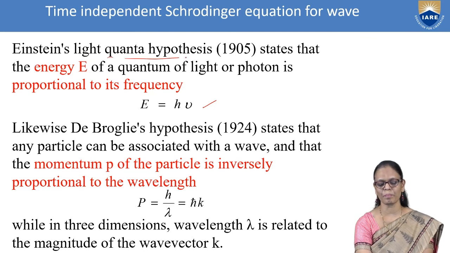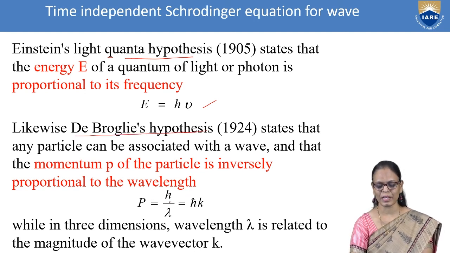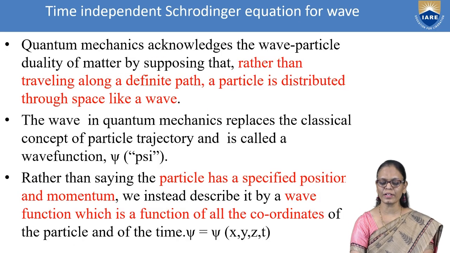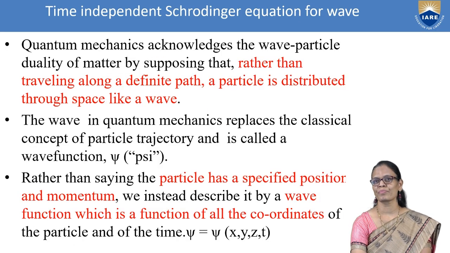According to Planck's hypothesis, we have E is equal to h nu. And according to de Broglie hypothesis, we have P is equal to h by lambda. Now we are going to derive this equation. How? In terms of a definite path.